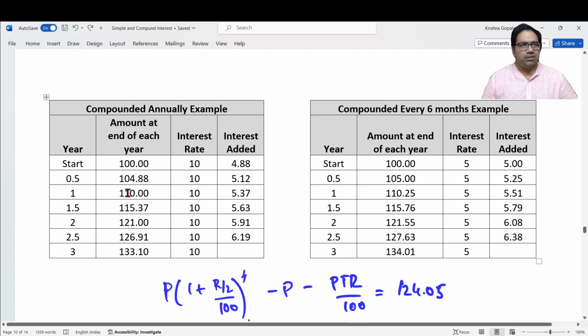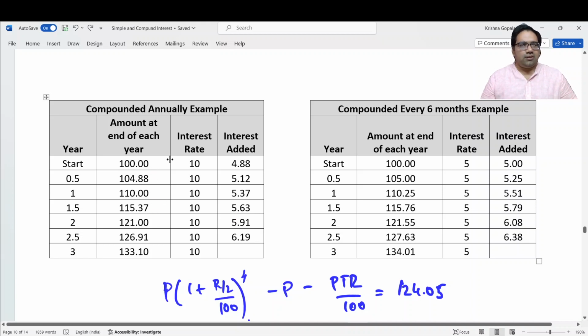So I had just split it. If the same calculation has to be done half yearly, what would it have been? First 6 months it would have been 4.88, second 6 months 5.12. So total put together it will be 10 rupees. Similarly 5.37, 5.63, total put together it would be 11 rupees. Similarly 5.91, 6.19, total put together it is 12.1 rupees. Right. So it should be 10%. Whereas this is compounded annually.